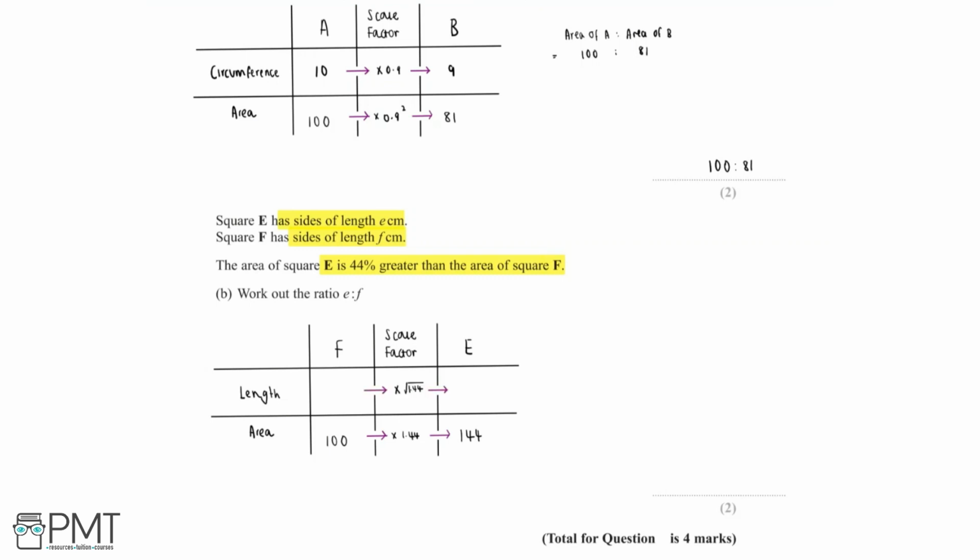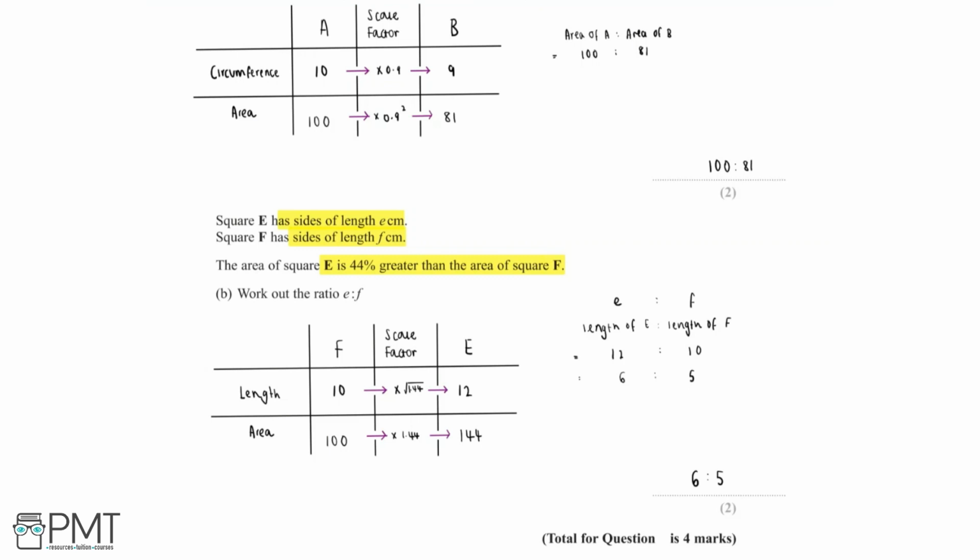Now let's imagine that the length of square F is equal to 10. 10 multiplied by the square root of 1.44 is equal to 12. Now we need to find the ratio E to F, where E is the length of square E and F is the length of square F. And so the ratio of E to F would be equal to 12 to 10, which we can simplify and say is equal to 6 to 5. And so the ratio E to F is equal to 6 to 5.